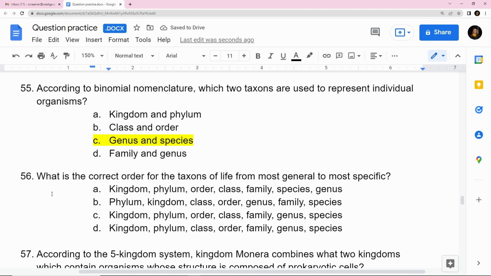What is the correct order for the taxons of life from most general to most specific? Kingdom, phylum, order, class, family, species, genus, or phylum, kingdom, class, order, genus, family, species, or how about kingdom, phylum, order, class, family, genus, species, or kingdom, phylum, class, order, family, genus, and species? If you said D, then you would be correct. A good way to remember this is King Philip came over from Great Spain.